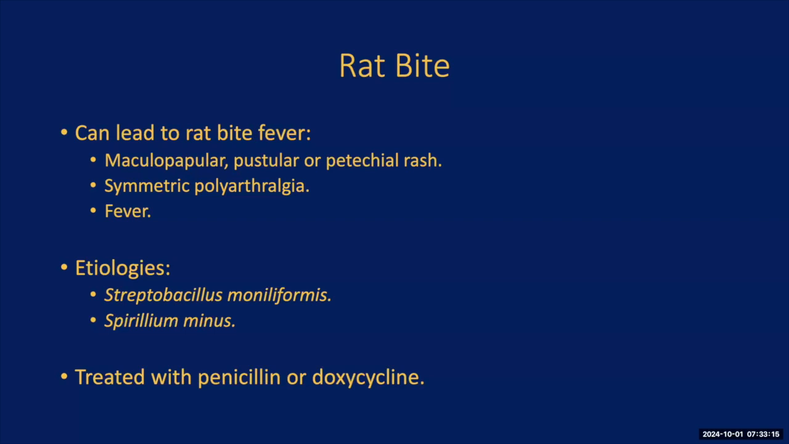It may be maculopapular, it may be pustular, it may be petechial, and oftentimes this rash is also associated with a migratory or asymmetric polyarthralgia. It may involve large or small joints. And it is also associated with a fever, as the condition implies, rat bite fever.